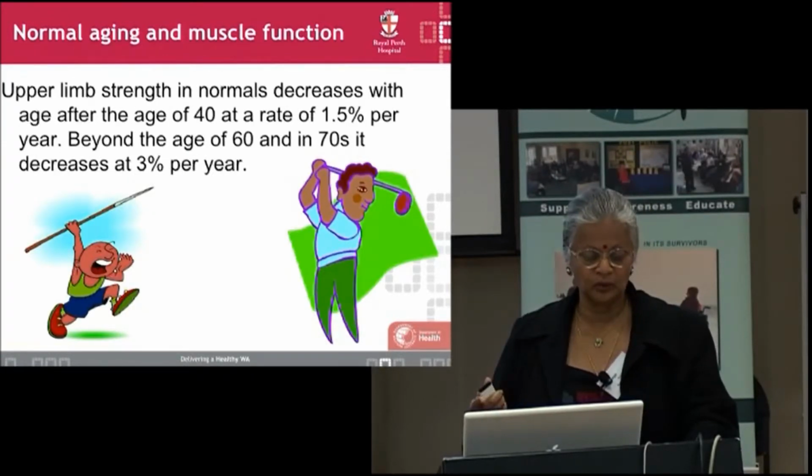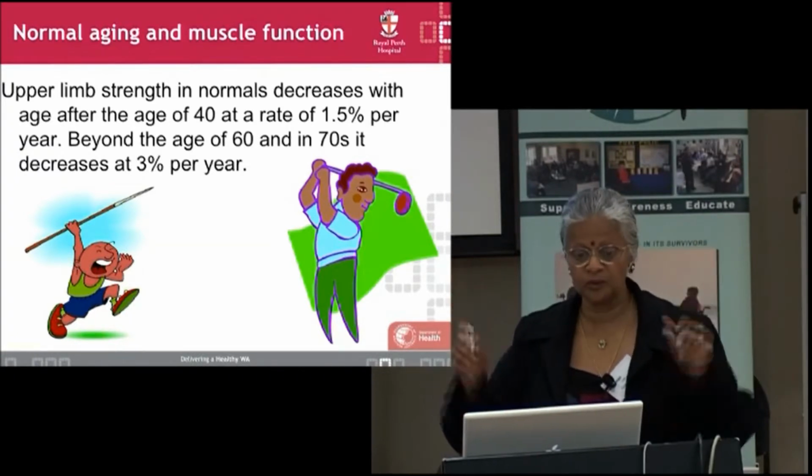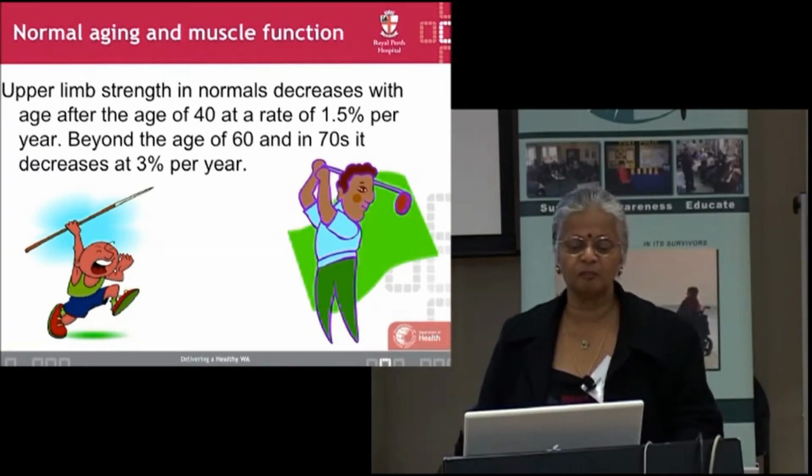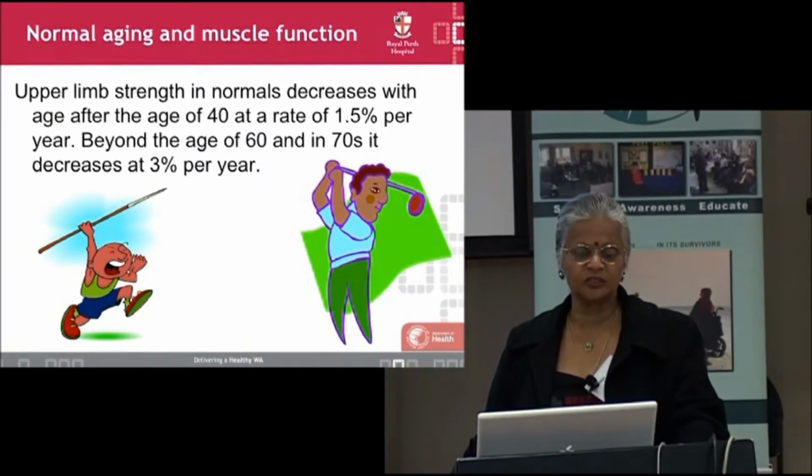There's another fact that I went through last time. Upper limb strength in normals decreases with age at age 40. So after 40, every one of us, apparently normals, have a 1.5% per year decrease in strength. Beyond the age of 60 and in the 70s, it goes at 3% per year. So that is normal for your muscles.